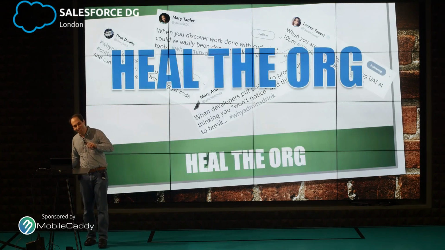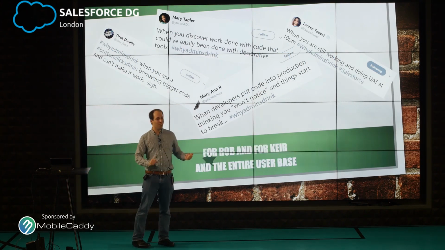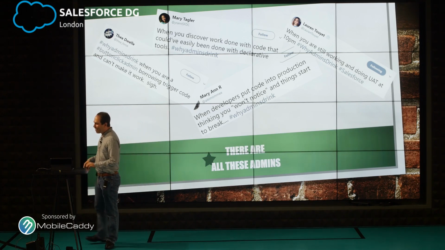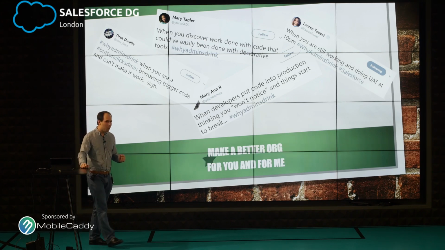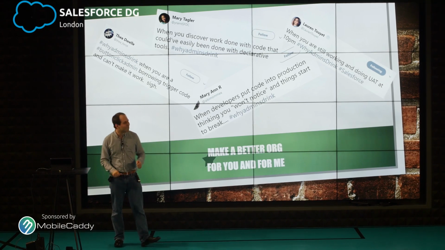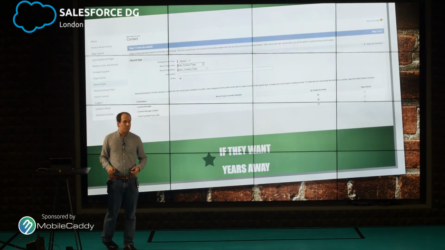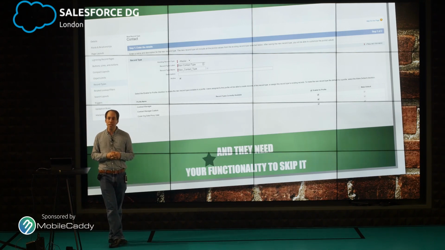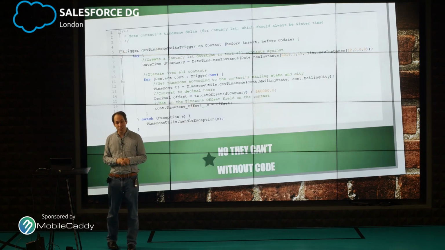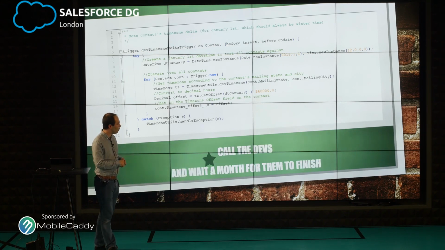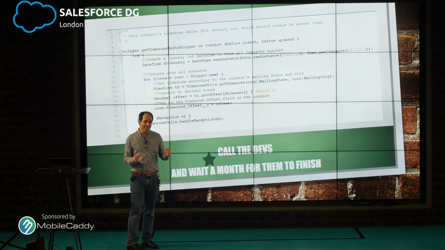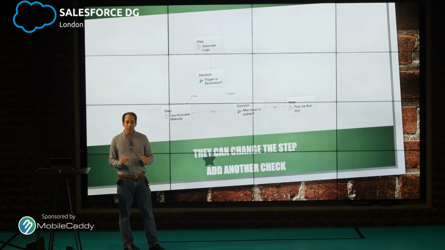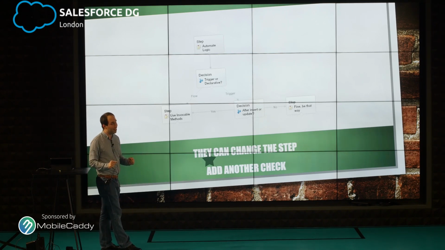Heal the org, make it a better place for Rob and for Kieran, the entire user base. There are all these admins who cannot reuse what you're writing. Make a better org for you and for me. If they want years away to add a record type, let's say, but they need your functionality to skip it. No, they can't without code. Change the operating mode. Call the dev and wait a month until they finish. But if you happen to have used the flow for your function, they can change the step and add another check.